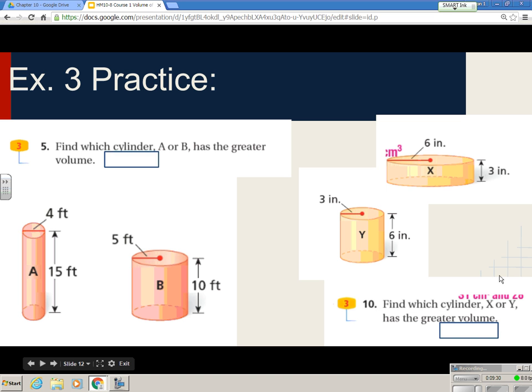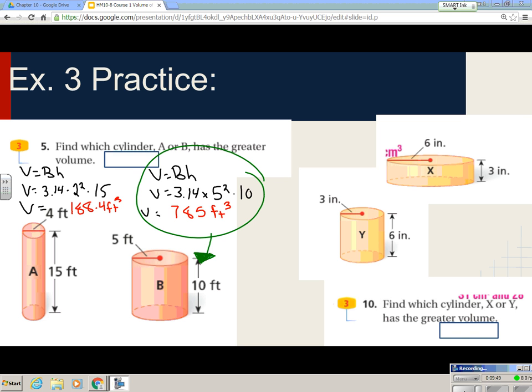All right, it's your turn. I actually have 2 problems here. All I want you to do is number 5. This one you can try on your own if you want, but number 5 is the only one I'm worried about. So go ahead and find the volume of both and come back and let me know which one's greater.